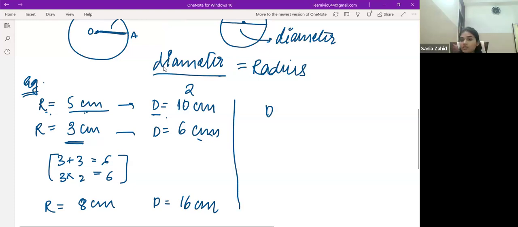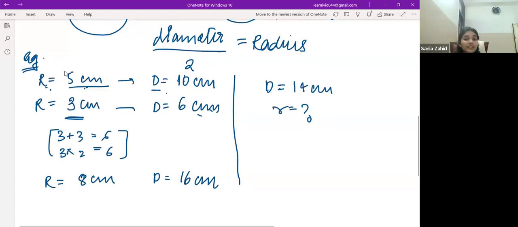Now I ask you the reverse question. I say diameter is 14 centimeter. So what is the radius now? Diameter by 2. Very good. When you have to find the radius, which is small, you divide the diameter by 2. So you get 14 by 2, which is equal to 7 centimeter. 7 centimeter.